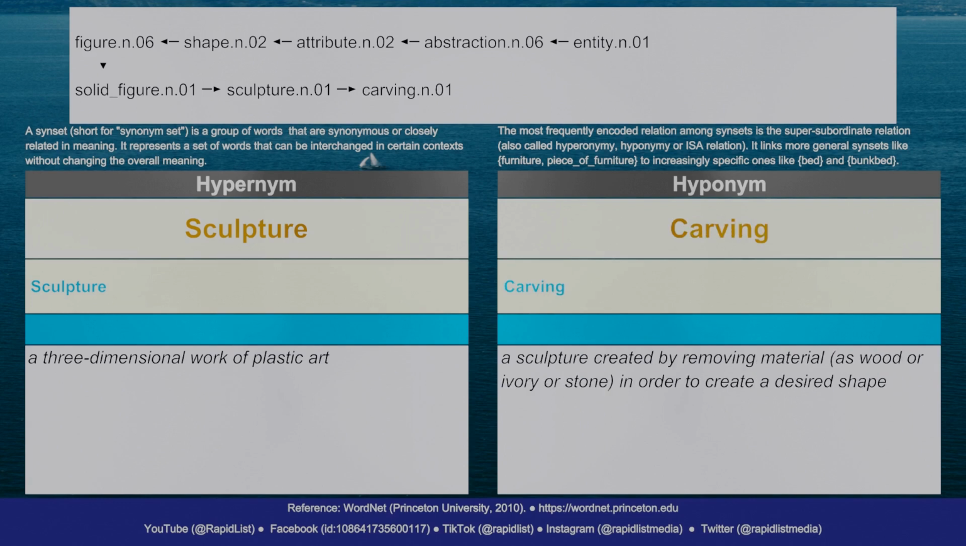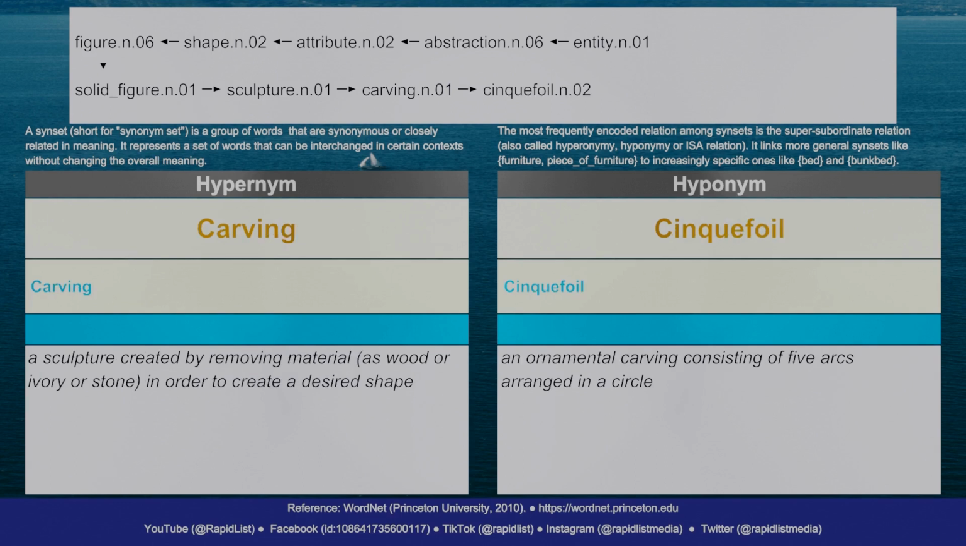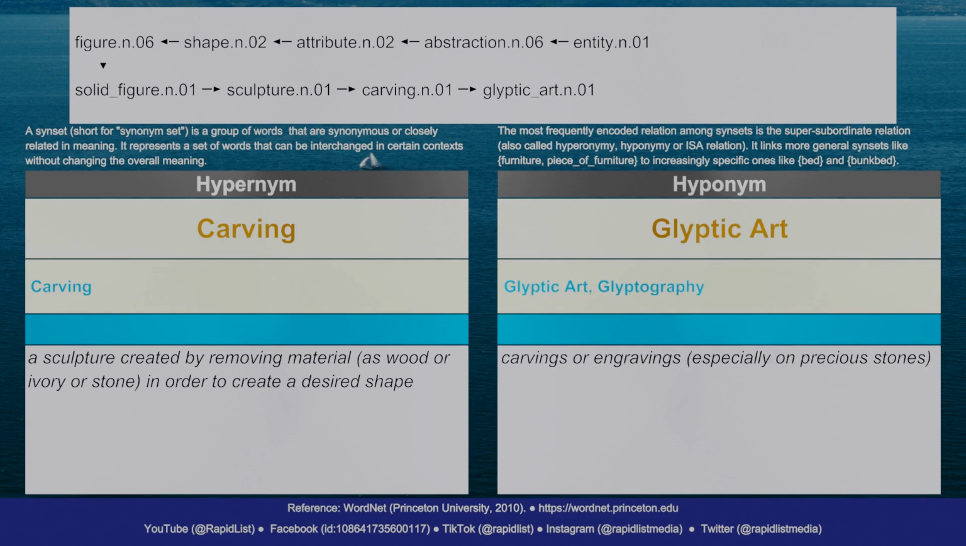Carving. A sculpture created by removing material, as wood or ivory or stone, in order to create a desired shape. Cinquefoil. An ornamental carving consisting of 5 arcs arranged in a circle. Glyptic art. Carvings or engravings, especially on precious stones.